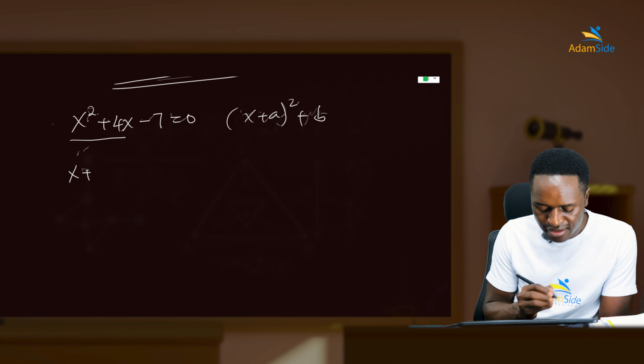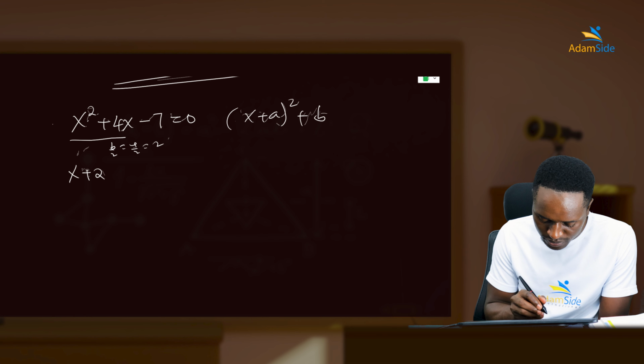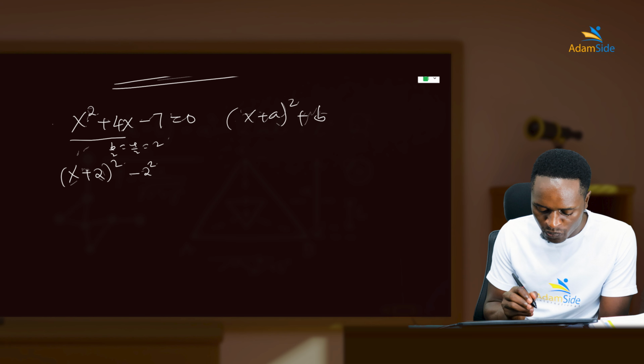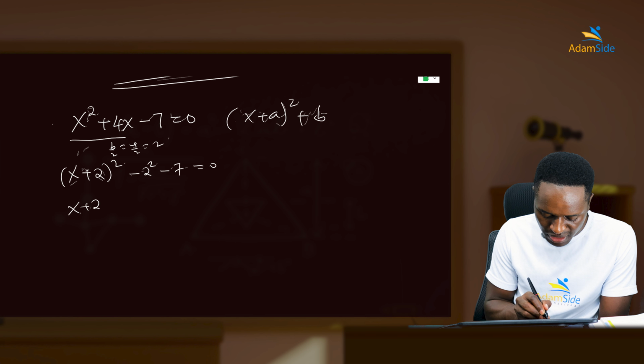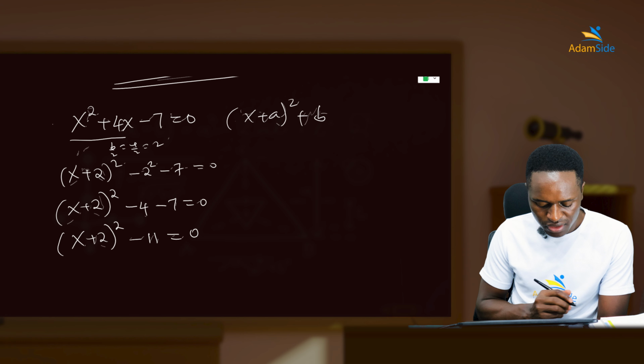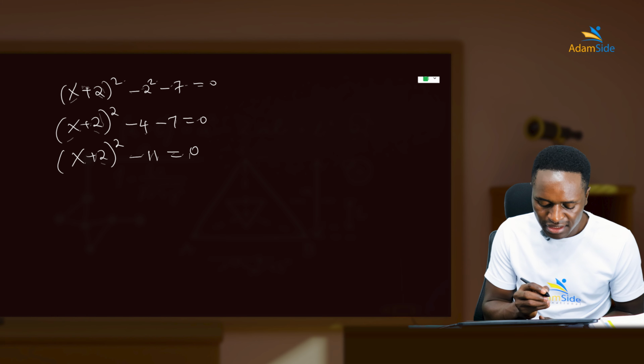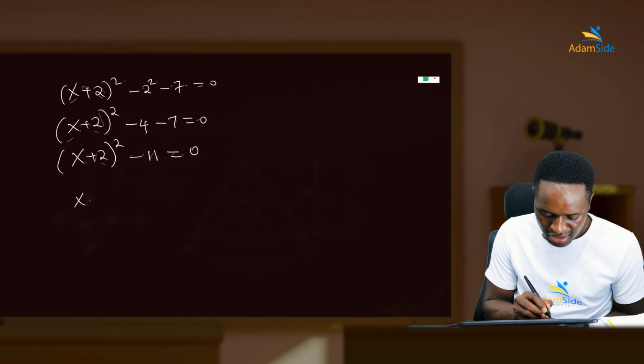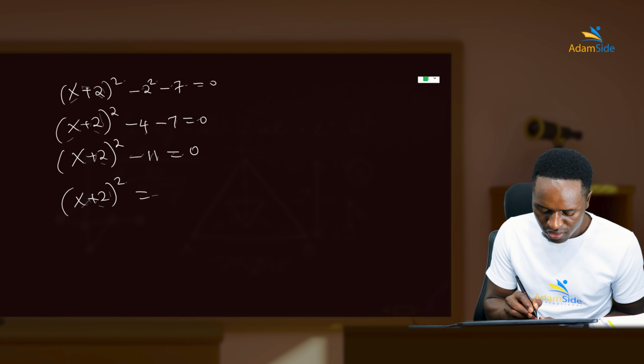We say x plus b divided by 2. 4 divided by 2 gives 2. So x plus 2, squared, minus 2 squared, then minus 7 is equal to 0. Then it will be x plus 2 squared minus 4 minus 7 equal to 0. So x plus 2 squared minus 11 equal to 0. Take minus 11 to the other side. It becomes x plus 2 squared is equal to 11.